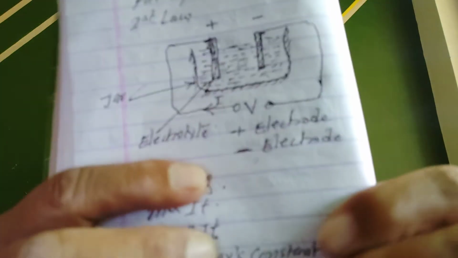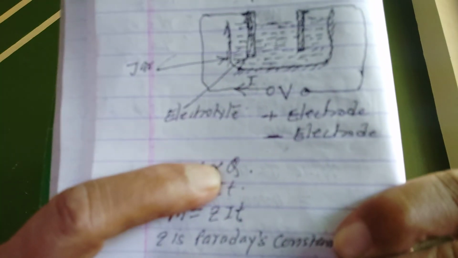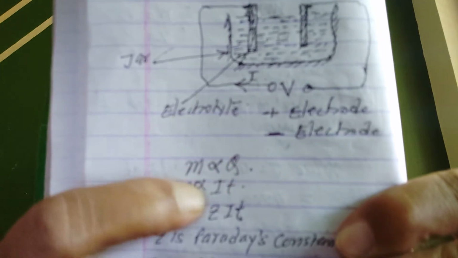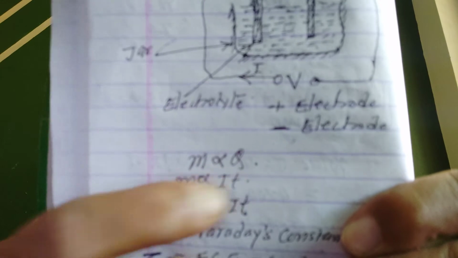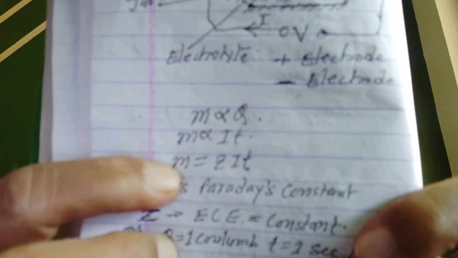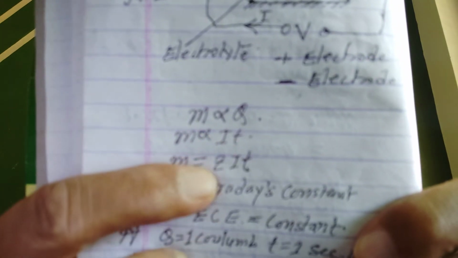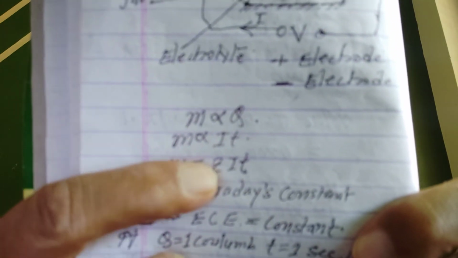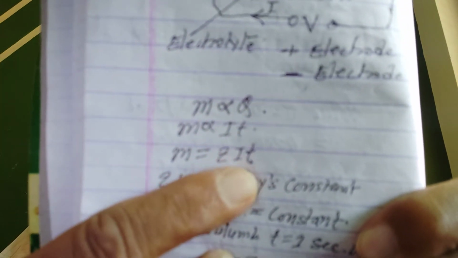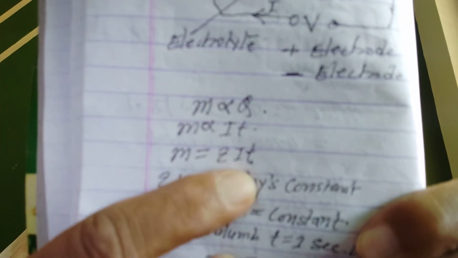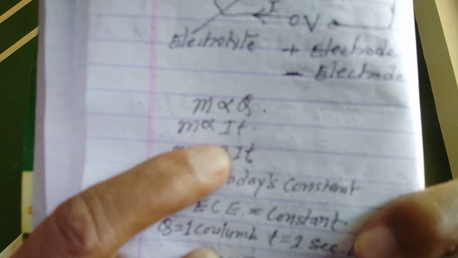It is proportional to the quantity of current, that is, in coulombs, we pass. When coulomb is replaced by I into T, then my mass is proportional to I into T. Then this can be written as, if we replace the proportionality sign, Z. So M is equal to ZIT. Now the value of Z can be calculated by putting the value of I as 1 ampere and time as 1 second. So this will become M is equal to Z.